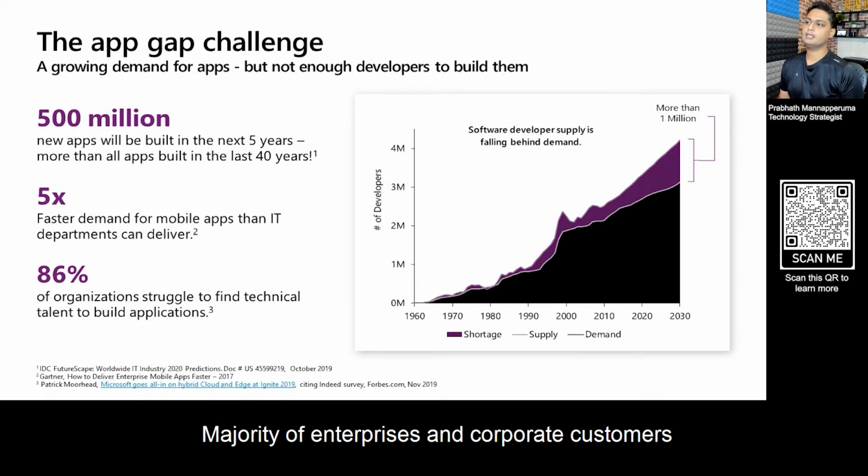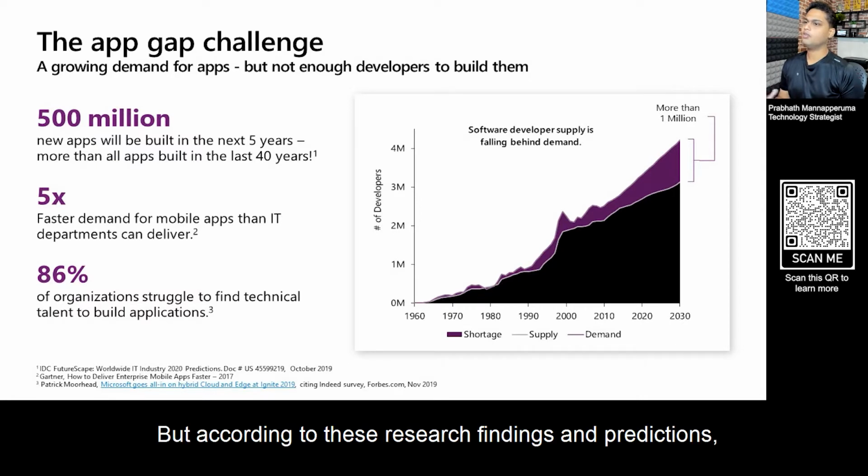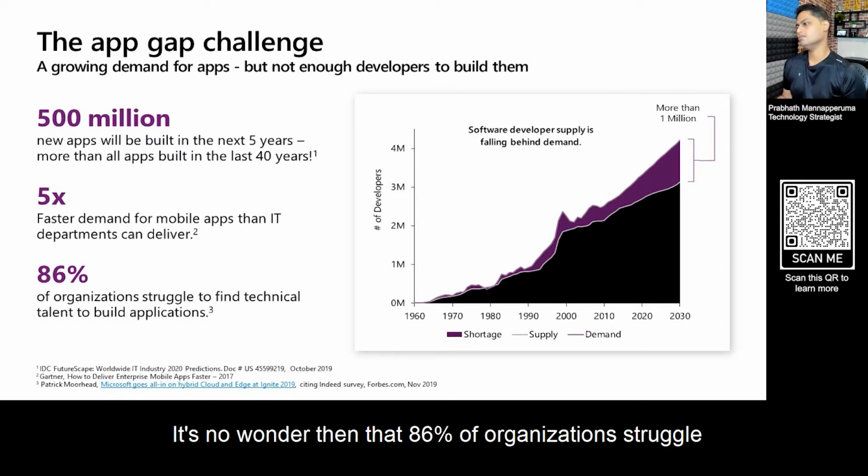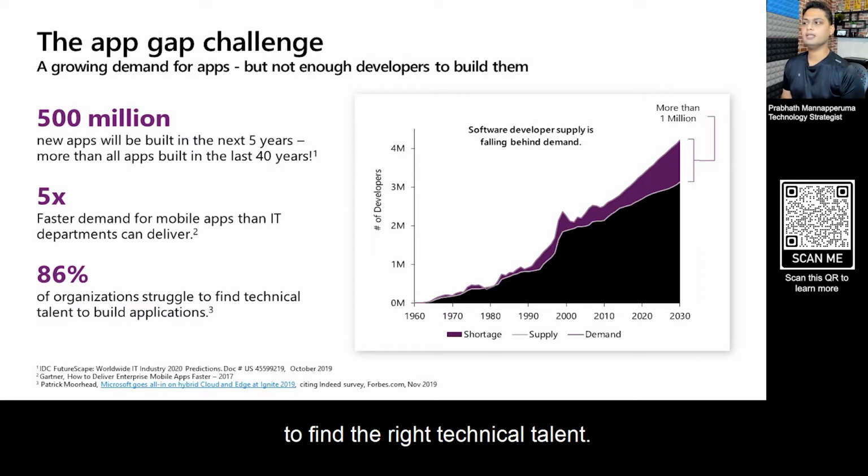Majority of enterprises and corporate customers have their own IT departments, but according to these research findings and predictions, demand for business applications is greater than ever. It's growing 5 times faster than IT departments can deliver. It's no wonder then that 86% of organizations struggle to find the right technical talent.